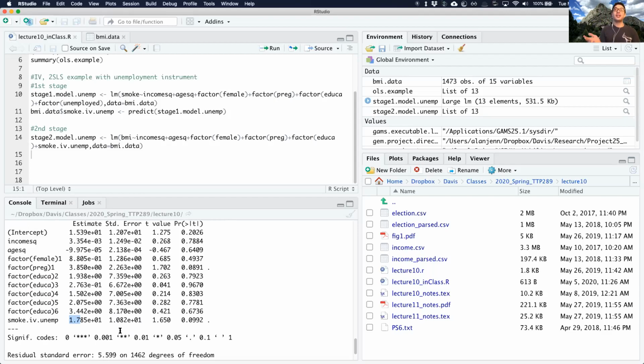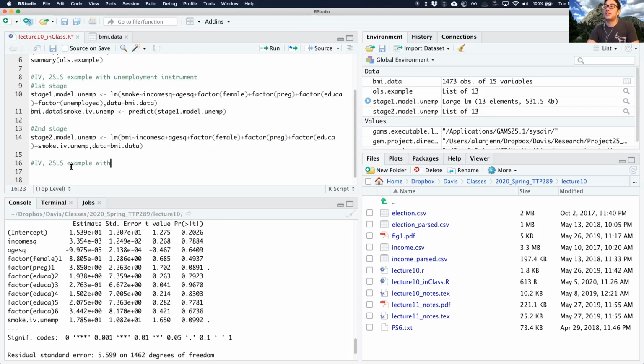All that having been said, we've identified that this is not necessarily a good example of an instrument, because your instrument is maybe related to other variables and is being confounded itself. And so unemployment would be an example of probably a bad instrument, or an unjustifiable instrument.